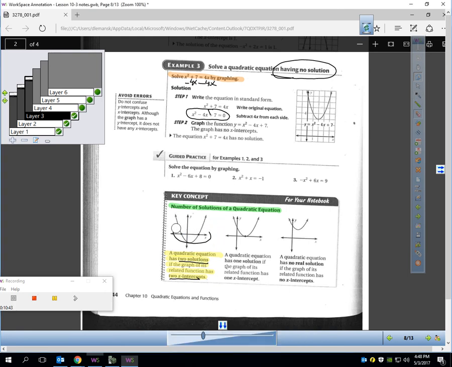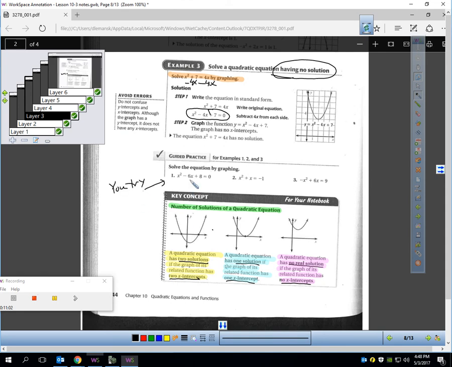If your parabola touches the x-axis in only 1 place, 1 x-intercept, that means you only get 1 solution. And if your parabola does not touch the x-axis at all, no x-intercepts, you have no solutions to that problem. Why don't you pause the video right now and try plugging in these 3. Remember, make sure you get everything on one side, 0 on the other before you plug them in.